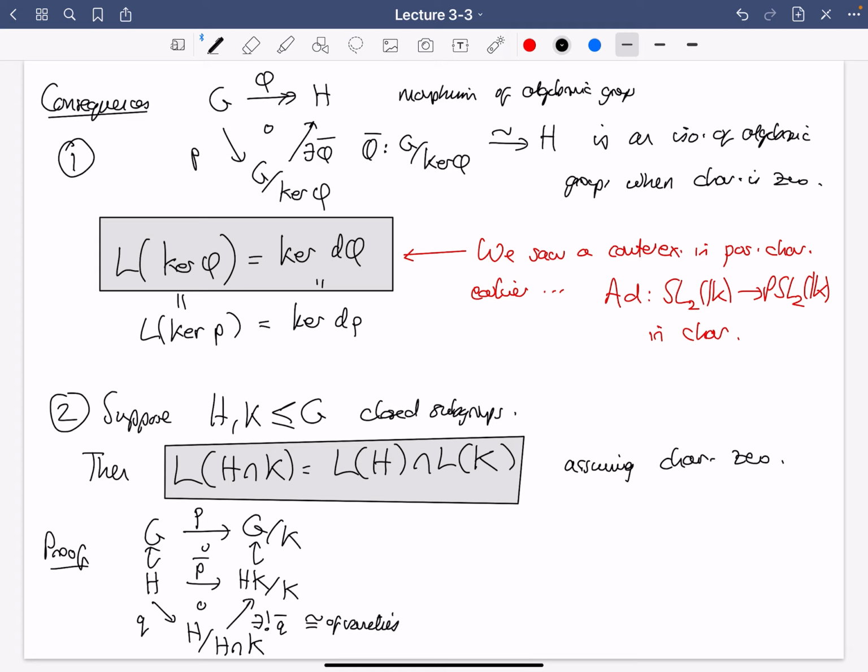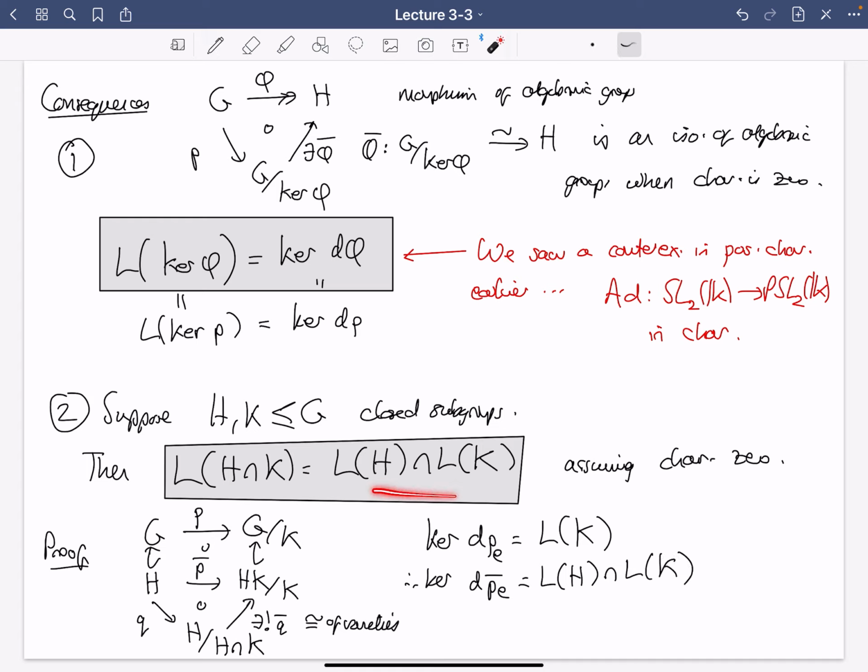Okay, so now we want to look at the kernel of the differential of P. That's just the Lie algebra of K. I told you that earlier. So the kernel of the differential of the restriction of P down to H, I've just got to intersect the subspace L of H with the kernel of dP, which is L of K. So that's our right-hand side there.